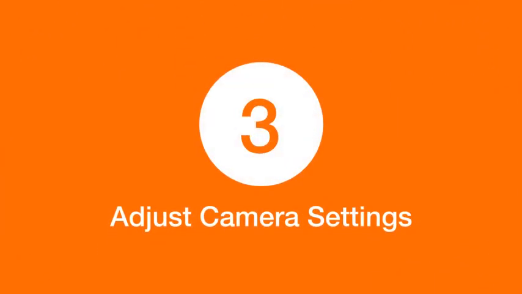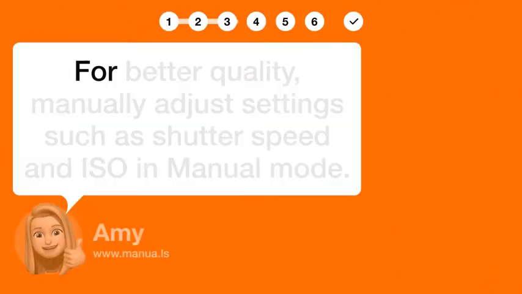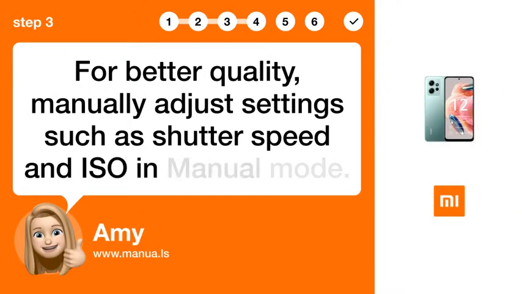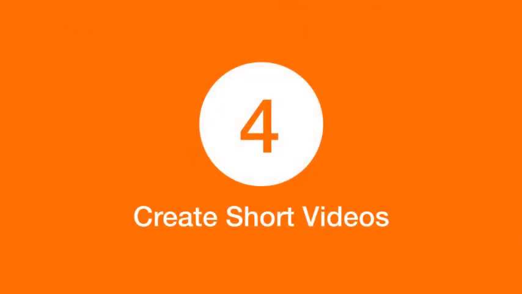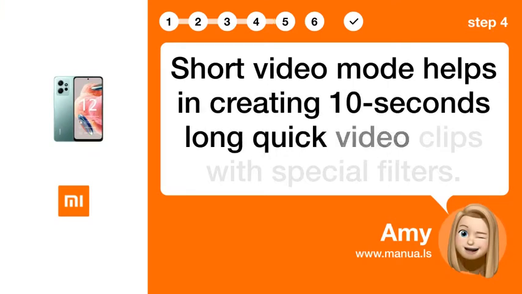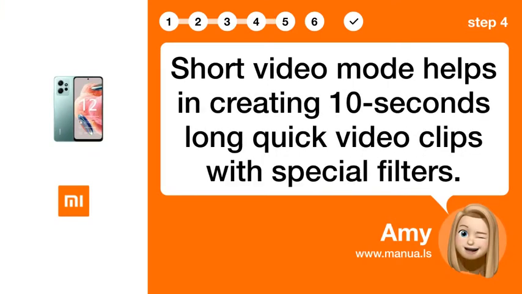Step 3. Adjust camera settings. For better quality, manually adjust settings such as shutter speed and ISO in manual mode. Step 4. Create short videos. Short video mode helps in creating 10 seconds long quick video clips with special filters.